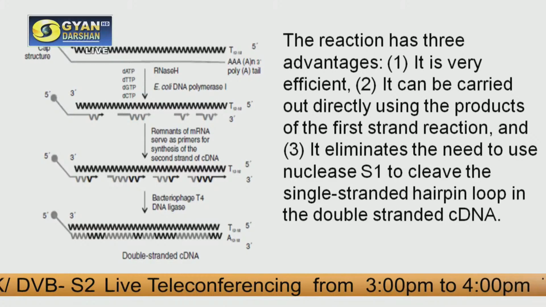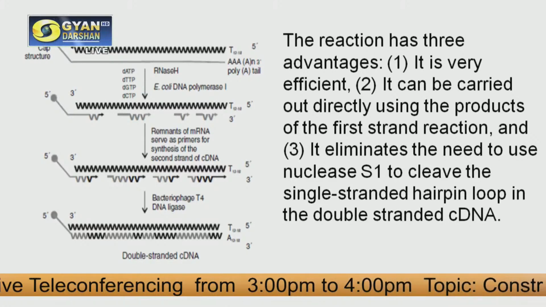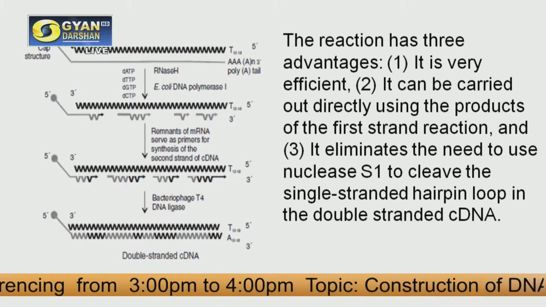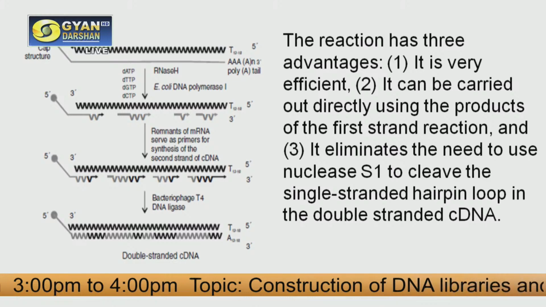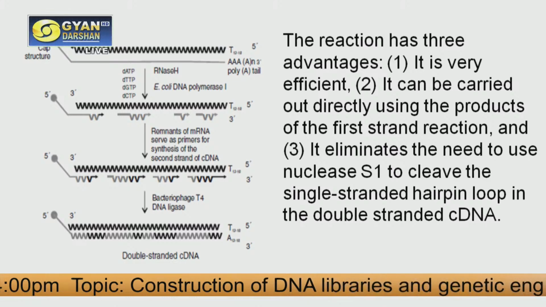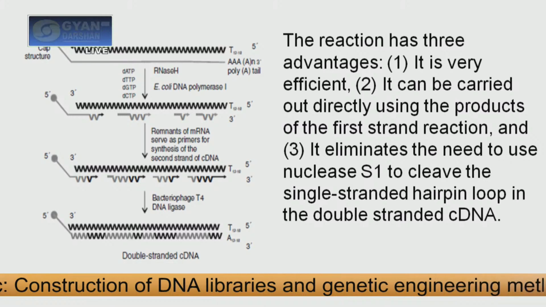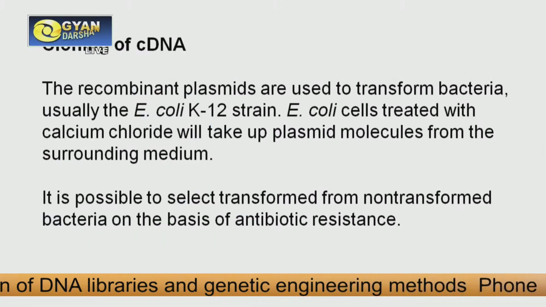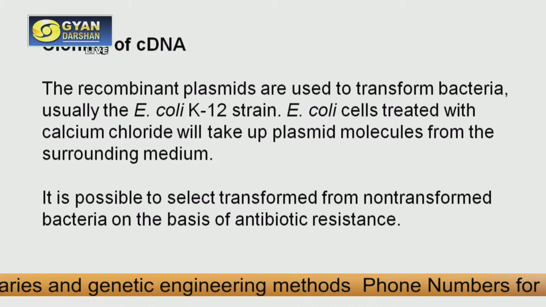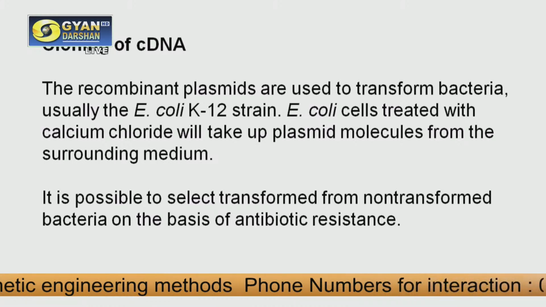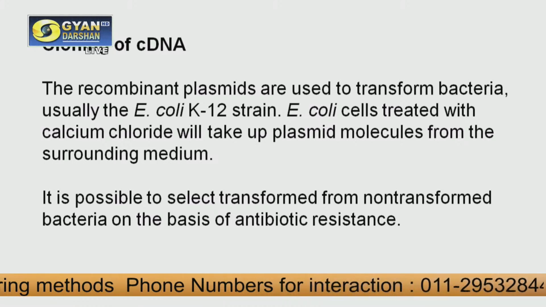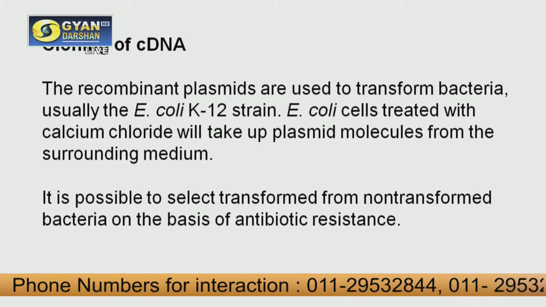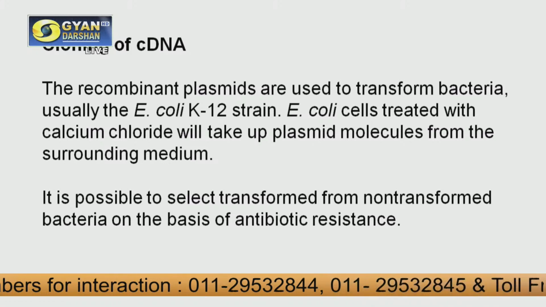So the reaction has three advantages. It is very efficient. It can be carried out directly using the products of the first strand reaction, and it eliminates the need to use nuclease S1 to cleave the single-stranded hairpin loop in the double-stranded cDNA. Finally, again you have to go for cloning. Once you have completed the synthesis of the second strand cDNA, that is double-stranded cDNA, now you can clone it very easily.